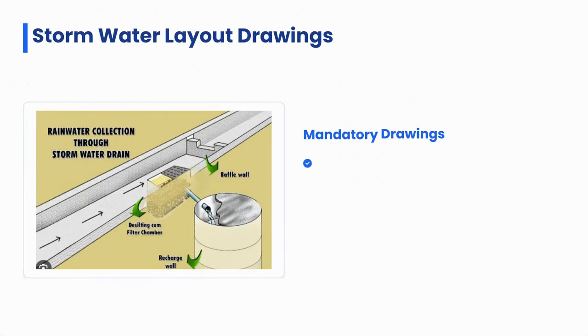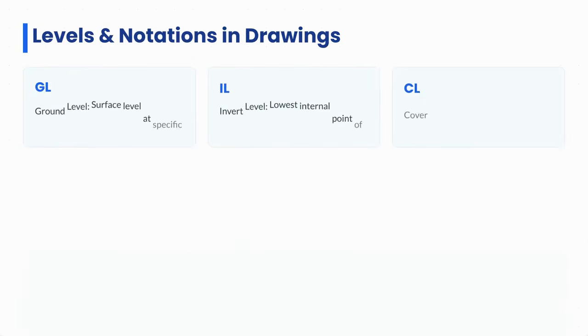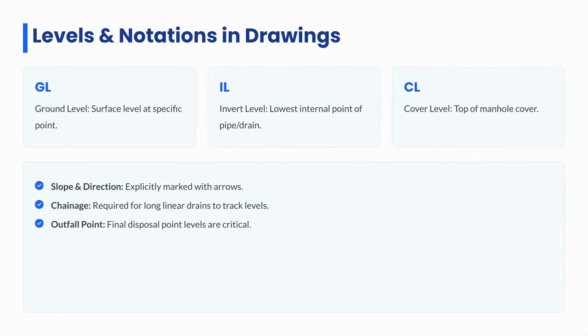Mandatory stormwater layout drawings include the main plan, longitudinal sections, cross-sections of drains, manhole and catch pit details, and specific invert and cover level information. Drawings must clearly indicate ground level, invert level, and cover level. Slope and flow direction must be explicitly marked, and outfall point levels are critical for effective disposal.